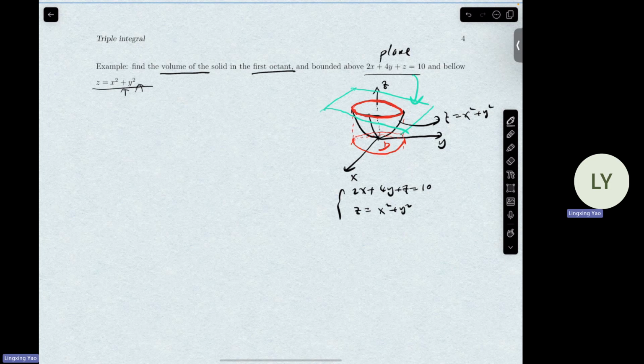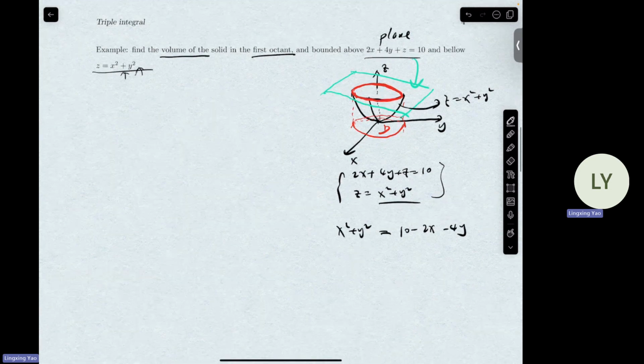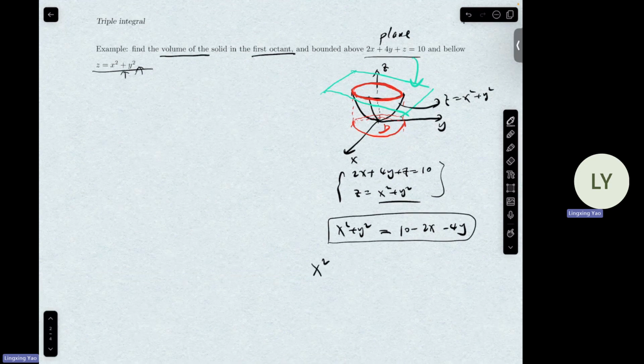Okay, so if we do match the z, we see z is x squared plus y squared, which equals 10 minus 2x minus 4y. All right, so let's look at what this really is by rearranging this into a standard form. x squared plus 2x, we move this 2x here. We can also move this 4y here.